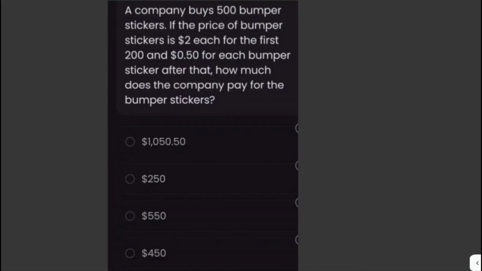A company buys 500 bumper stickers. If the price of bumper stickers is $2 each for the first 200 and $0.5 for each bumper sticker after that, how much does the company pay for the bumper stickers? It's given that the price of each bumper sticker is $2 each for the first 200. So we can multiply $2 by 200, which gives us $400.